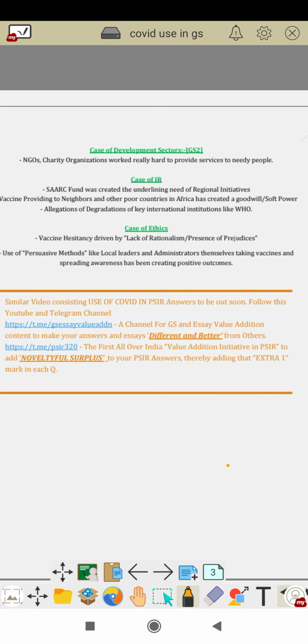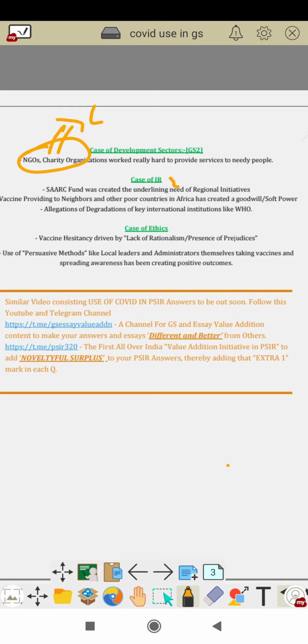So in the development sector, NGOs and charity organizations were very much in news due to the COVID pandemic related relief measures, and therefore we can use this example. You can use the aspect that NGOs and charity organizations played a very important role amidst the COVID pandemic.